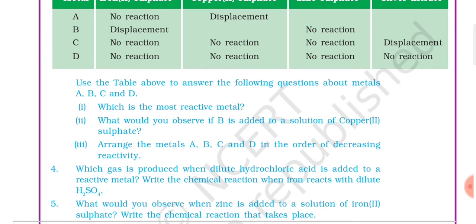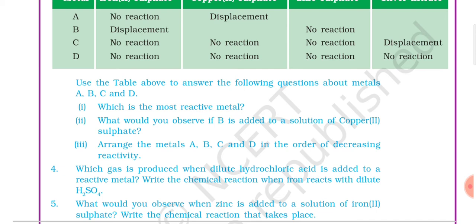Then last question is, what would you observe when zinc is added to a solution of iron sulfate? Write the chemical reaction that takes place. Now if you see the reactivity series, you will find that zinc is more reactive than iron. So if you are adding zinc into the solution of iron sulfate, you will find that zinc will displace iron and it will form zinc sulfate.